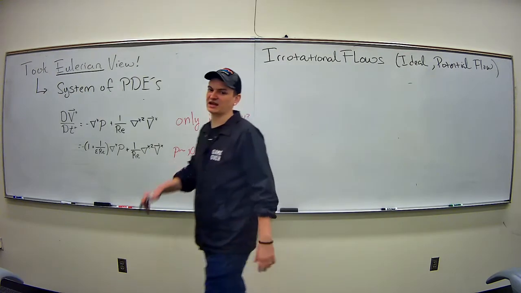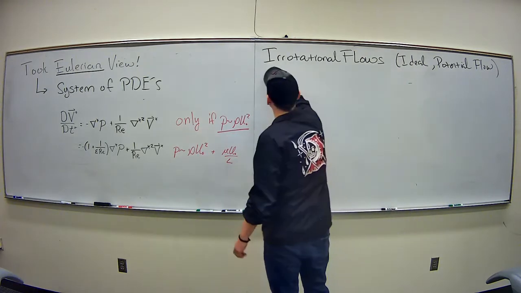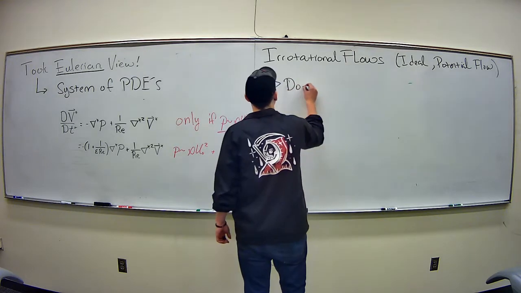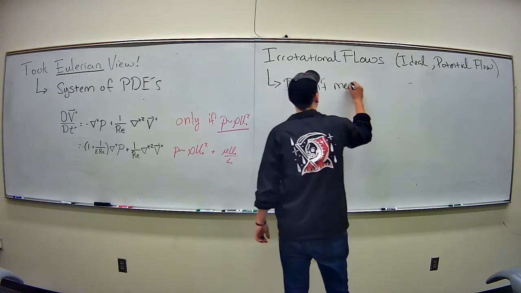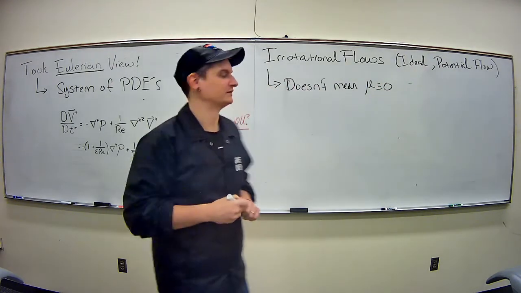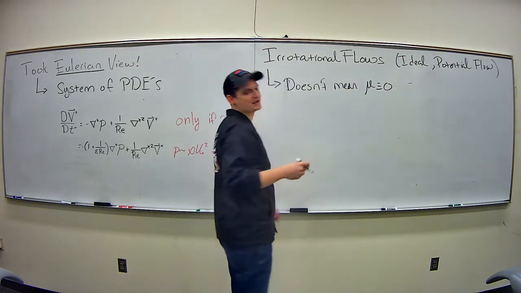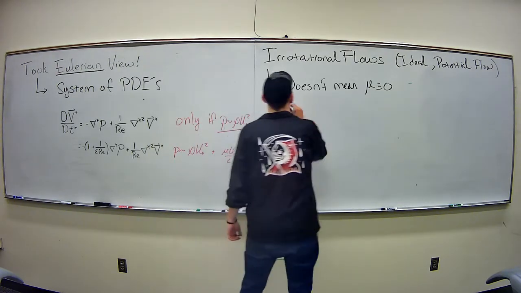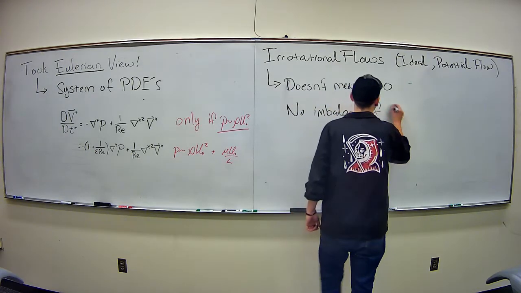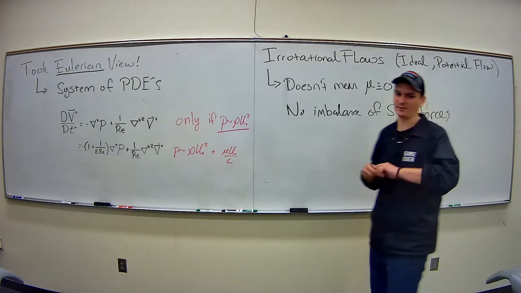But then there's another property of irrotational flows, which doesn't mean the viscosity is 0. It's just effectively 0. It doesn't mean that viscosity is actually 0 for irrotational flows. What irrotational flows mean is that viscosity has no effect, or it's effectively 0. It's that there's no imbalance of shear forces happening in the flow.